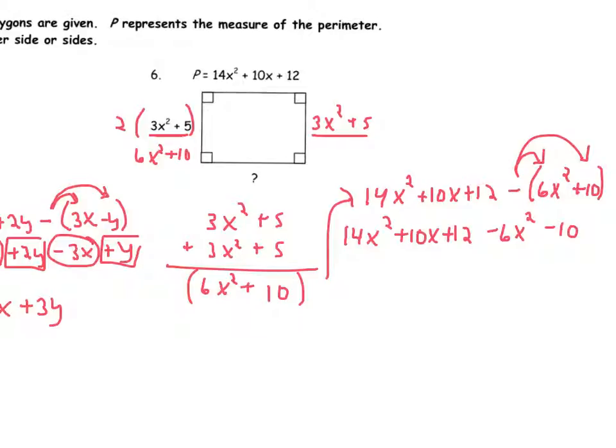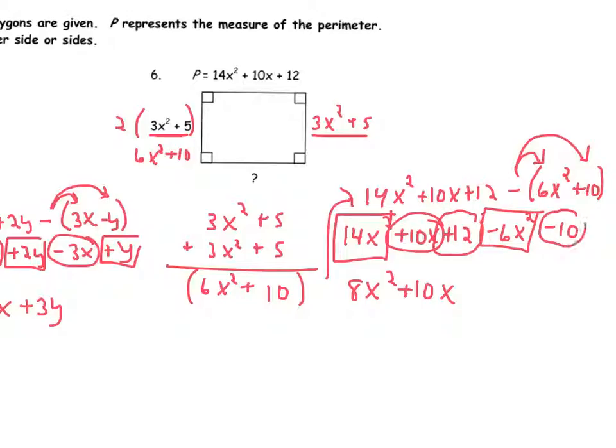Now I combine the terms that are alike. 14x squared minus 6x squared is 8x squared. And then I only have one 10x, so 10x. And then I have a 12 and a negative 10, which makes positive 2. Now that's going to give me the sum of this side and that side together.